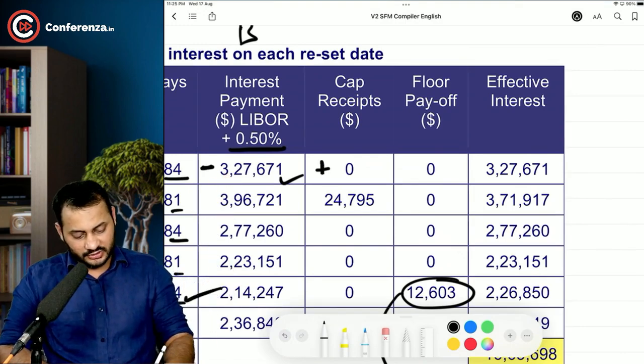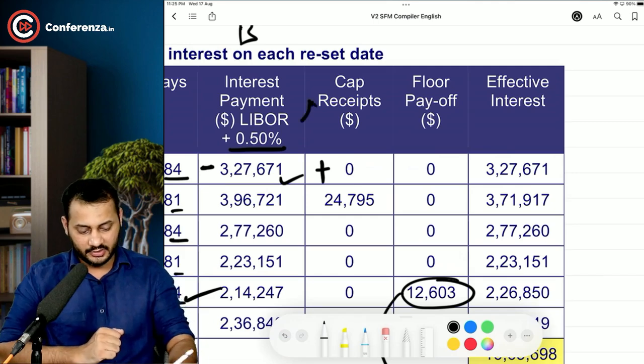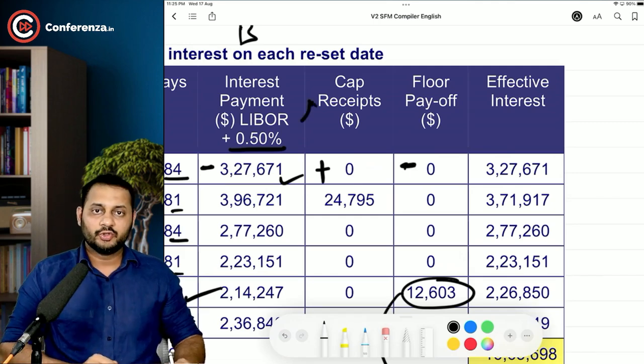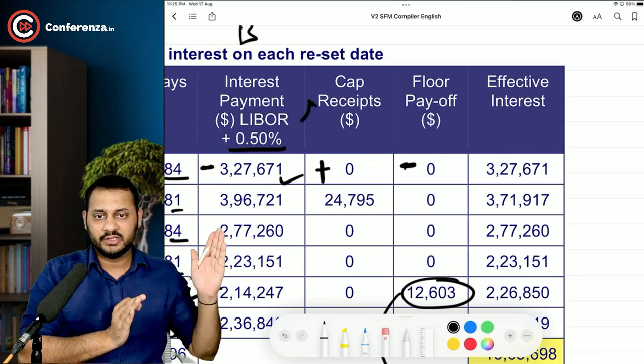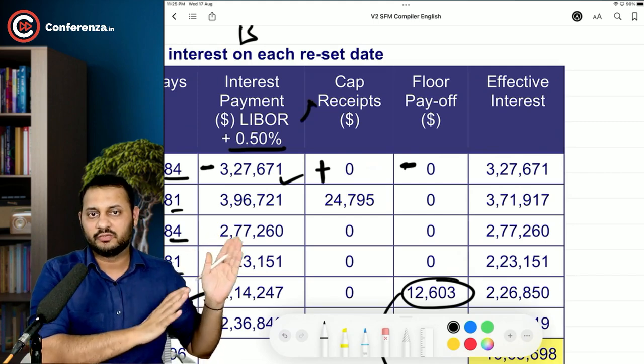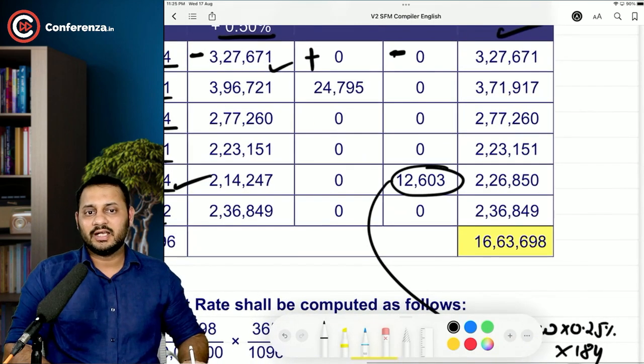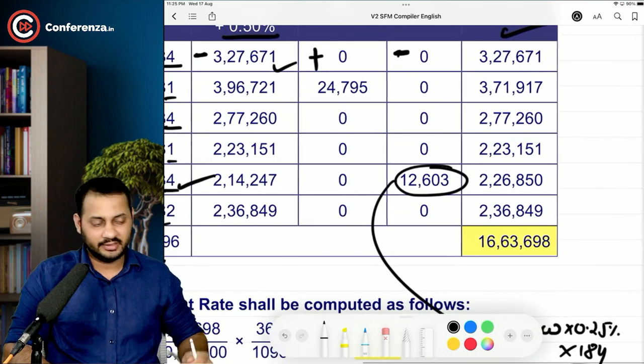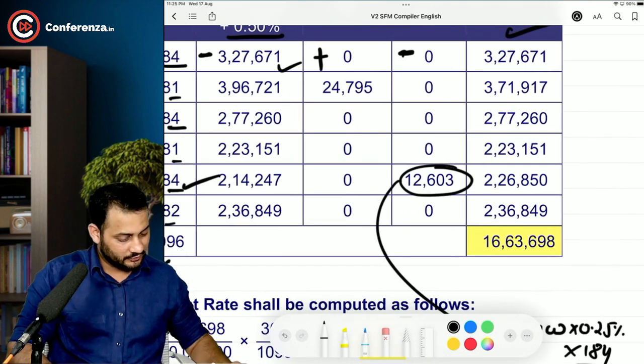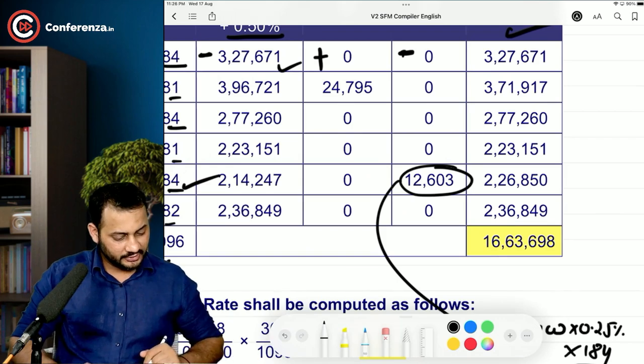This is your outflow. This is your inflow because it is a cap receipt, and this is again an outflow. So you will deduct the cap receipt from this and add the floor payment because both of them are outflows, and then the total will be written in the last column. If you do the total of the last column, it will come to 1,663,698. Let me just do it because in the previous compilation it was a wrong calculation, and I think we have made the corrections this time. So 1,663,698.